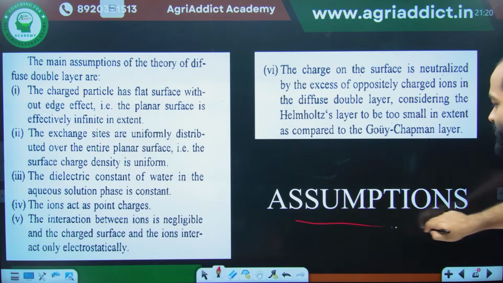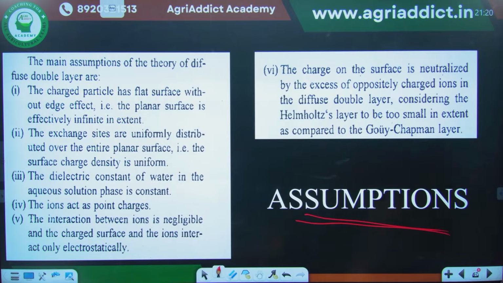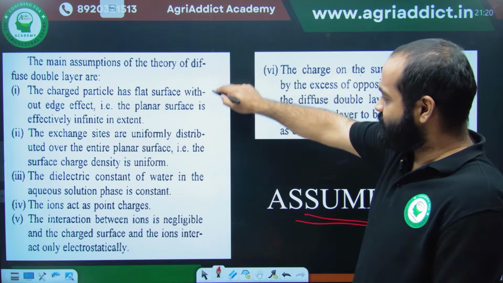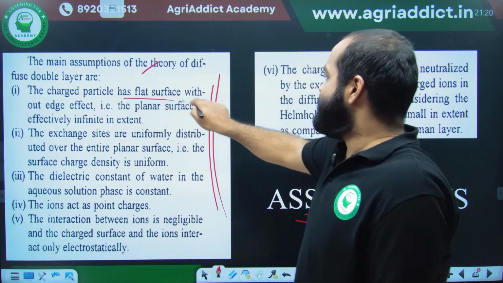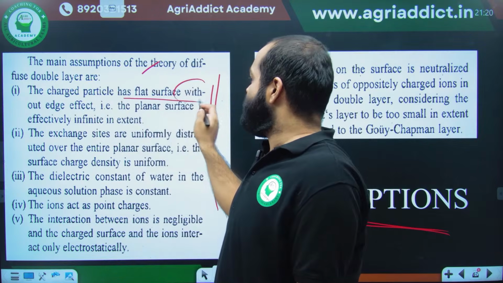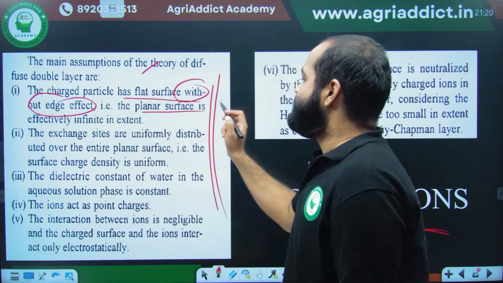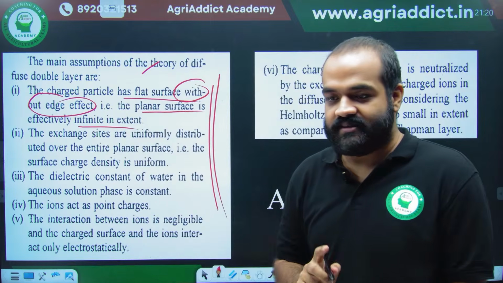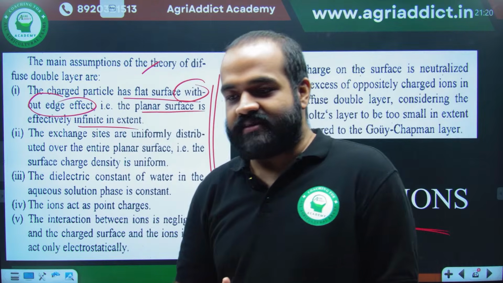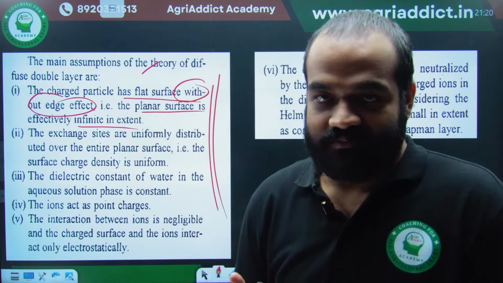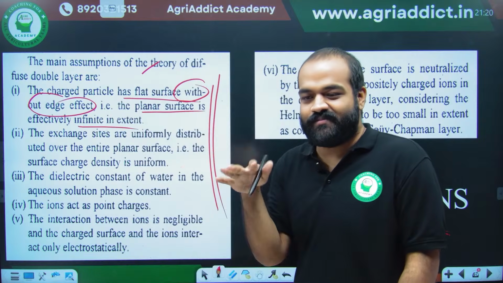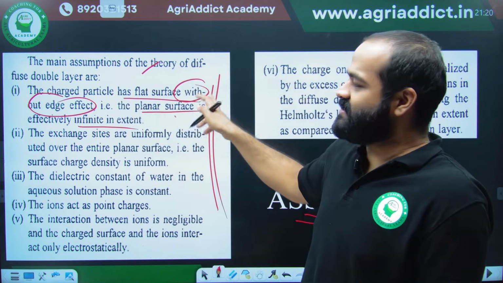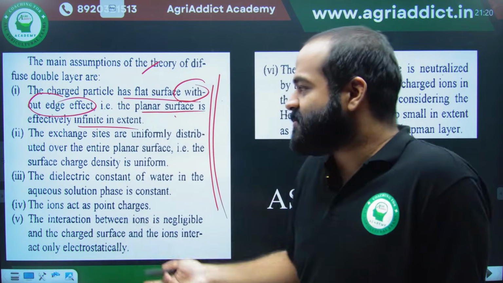Again, I am very critical with the assumptions. Again, I have taken the assumptions for you. This you should read. इसमें explain करने का ज़्यादा कुछ नहीं है. So the assumptions of double layer are: the charged particle has a flat surface without edge effect, and the planar surface is effectively infinite in extent. This is an assumption which is never possible, right? So इसका मतलब this theory is also somewhat shaky because planar surface is effectively infinite in extent. That is not at all possible.